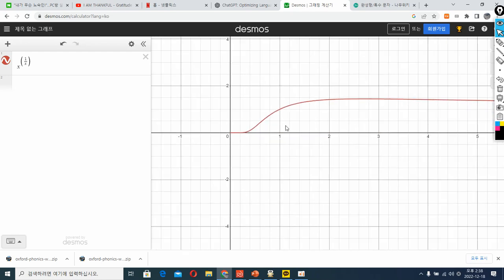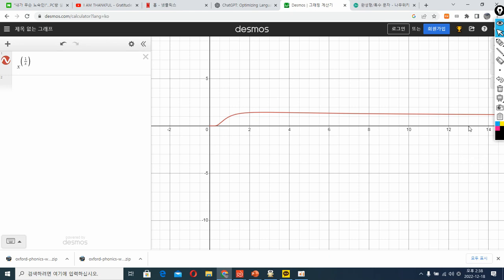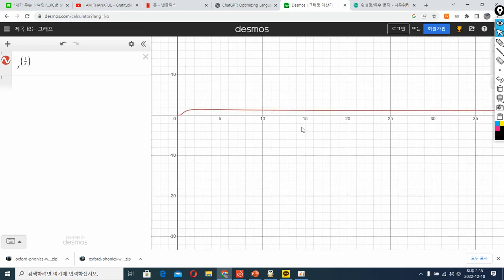And if we zoom out the graph, it seems that the graph goes to a certain value when x goes to positive infinity. It seems that there is a horizontal asymptote. So let's find it out.